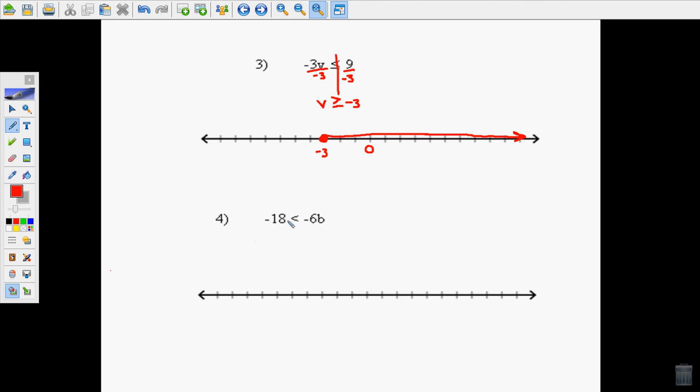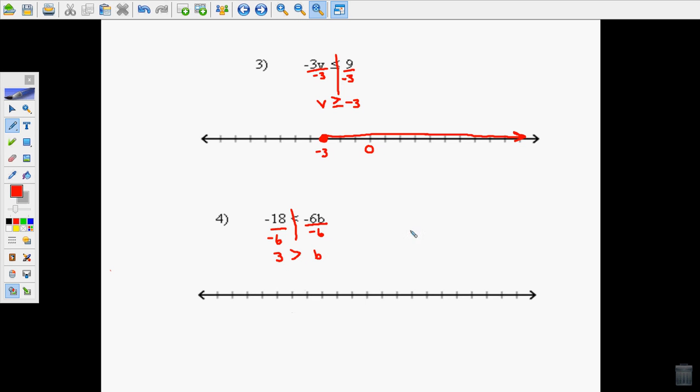Okay, how about let's do number 4. Okay, we got negative 18 is less than or equal to negative 6b. Okay, so let's go ahead and solve this. Okay, we would divide by negative 6 because that's the number in front of the variable there. So when you take negative 18 divided by negative 6, you get positive 3. Okay, we end up with b over here. Now normally we bring this inequality sign down, but remember, we divided by a negative number, and so we have to flip-flop that inequality sign. So our answer is 3 is greater than b.